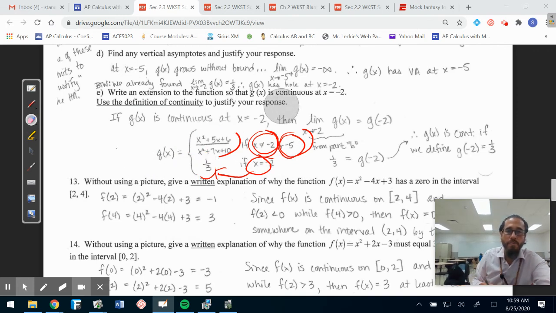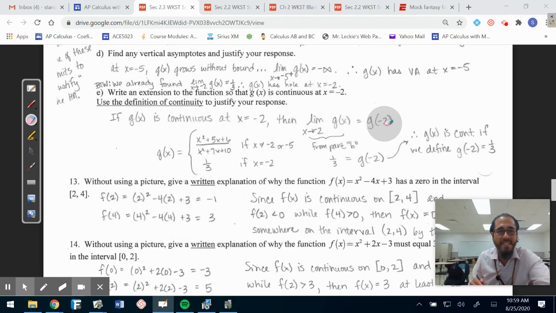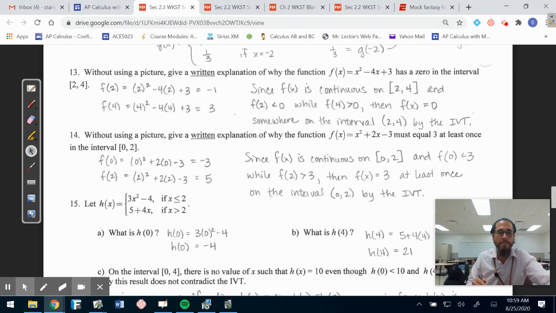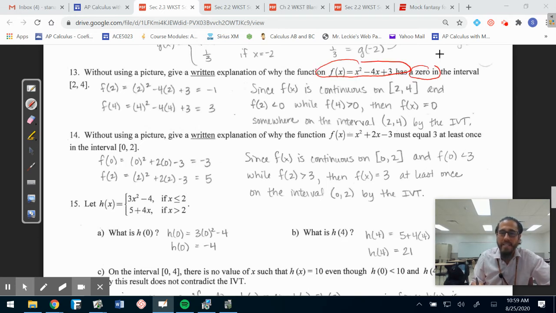Now the last two pieces have to deal with the ridiculously important IVT, the intermediate value theorem, okay? And 13 here, let's see. It says, without using a picture, tell me why this dude right here has a 0. It's a parabola. Parabola is continuous everywhere, right? We know that. We can actually assume that, okay? But does it have a 0 in between 2 and 4? How do I figure that out?